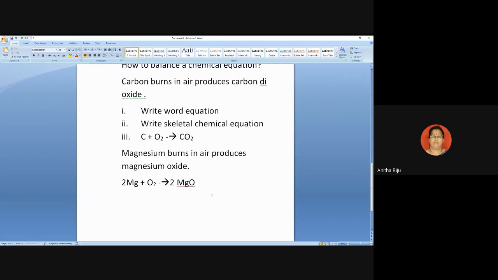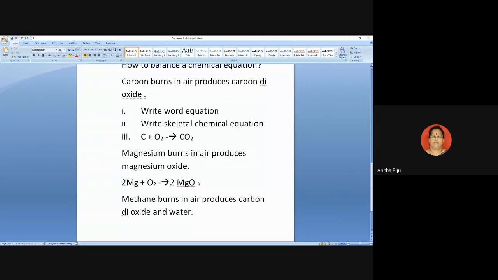Is it clear to all? Say yes or no. Yes, ma'am. Now I will give a third reaction. All of you will write the statement. Methane burns in air, produces carbon dioxide and water.